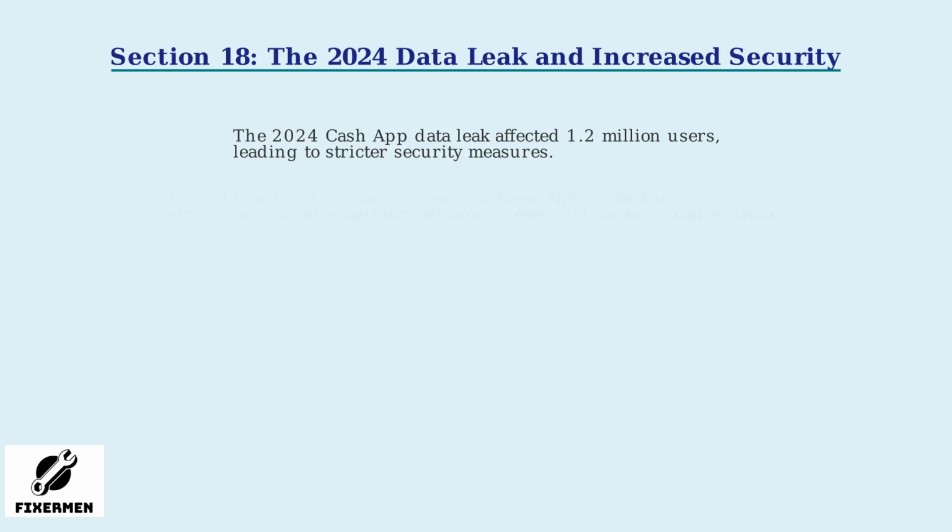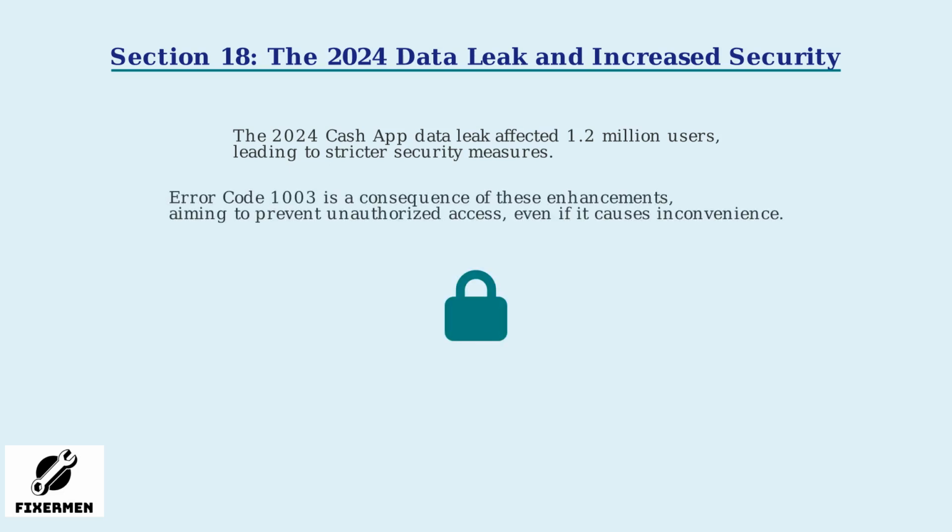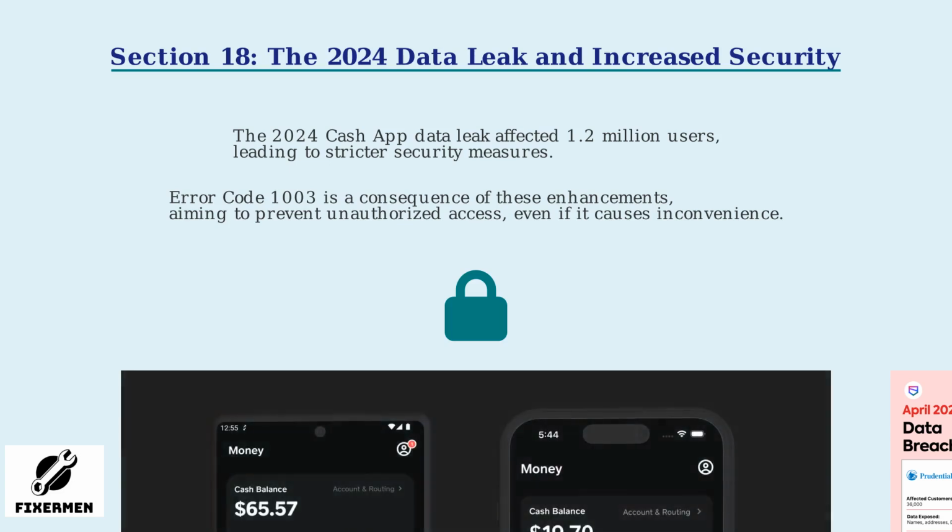The 2024 Cash App data leak affected 1.2 million users and prompted stricter security measures throughout the app. This breach led to enhanced authentication protocols, where error code 1003 serves as a protective barrier against unauthorized access. The data leak highlighted vulnerabilities in financial apps, as shown in this summary of 2024 breaches affecting various organizations. Cash App responded by strengthening security, which can sometimes result in authentication errors like code 1003 for legitimate users.